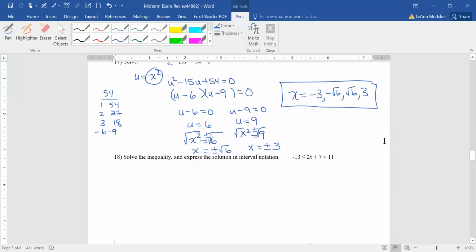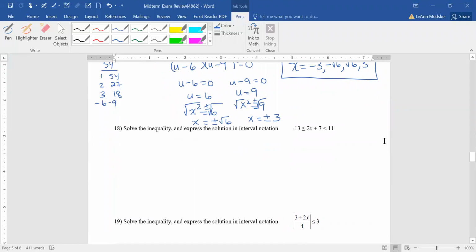Okay, number 18 is a compound inequality. That means 2 inequality symbols in the same string or statement. So to solve this type, we usually try to isolate the variable in the middle if we can. So we're going to subtract 7 from all 3 sides. So that's going to make this negative 20 less than or equal to 2x less than 4. We're going to divide all 3 parts by 2 to get the x by itself.